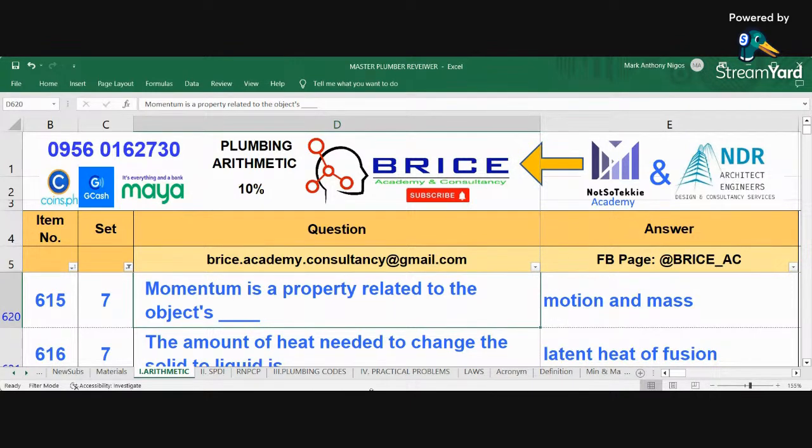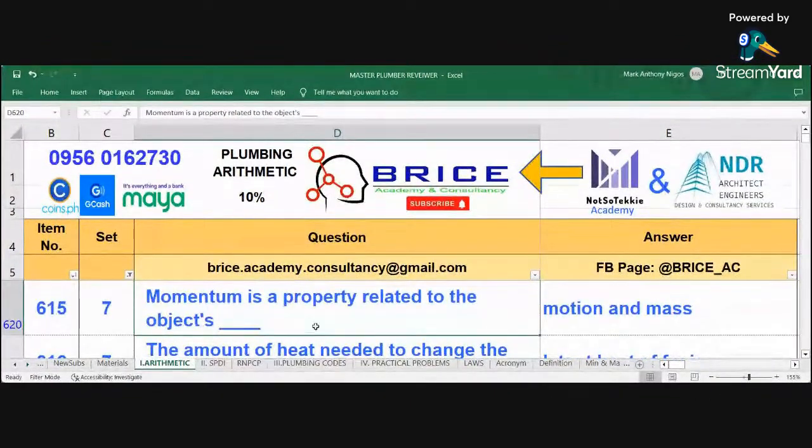Momentum is a property related to the object's bulk. The answer is motion and masses. Kala ko lang buwis eh.